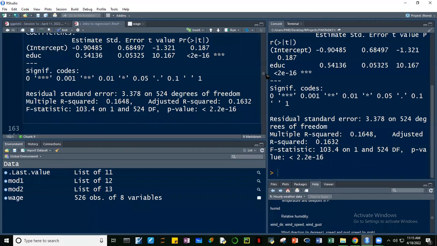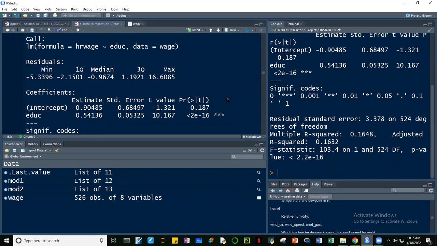Okay, so we can find here the individual t-test of the parameters of the intercept and the education. The intercept is not statistically significant, but we still include that in our model to predict our dependent variable. Education is highly significant, and we learned last time that the meaning of this 0.54 is that this is the marginal effect of a 1 unit increase in education on our dependent variable, ceteris paribus.